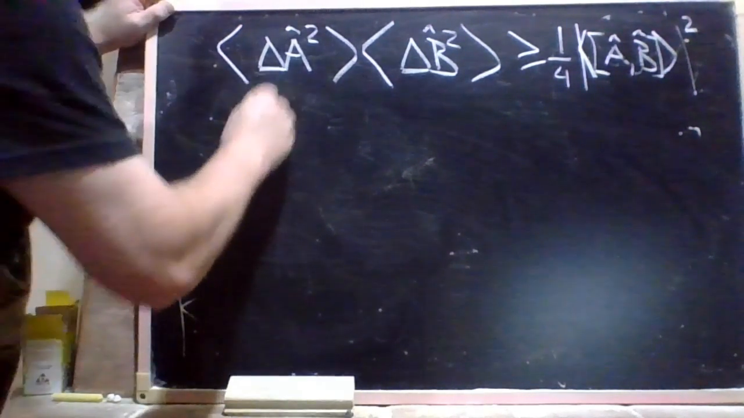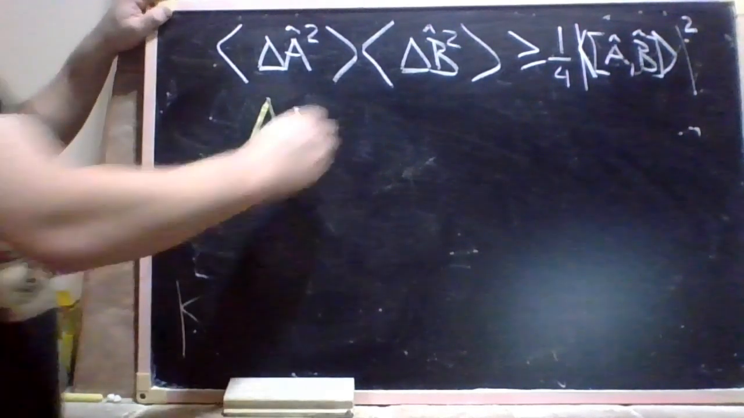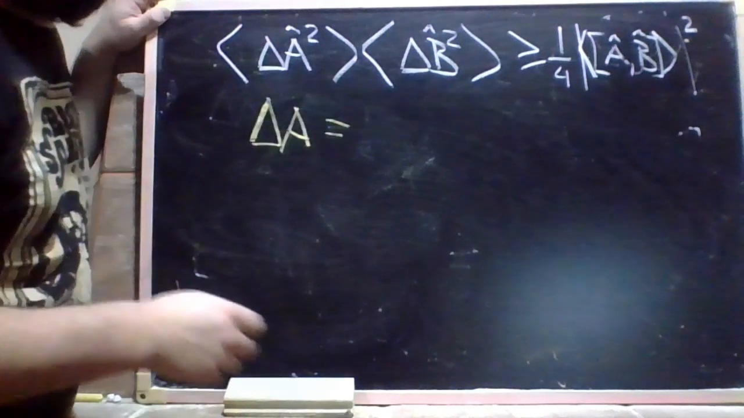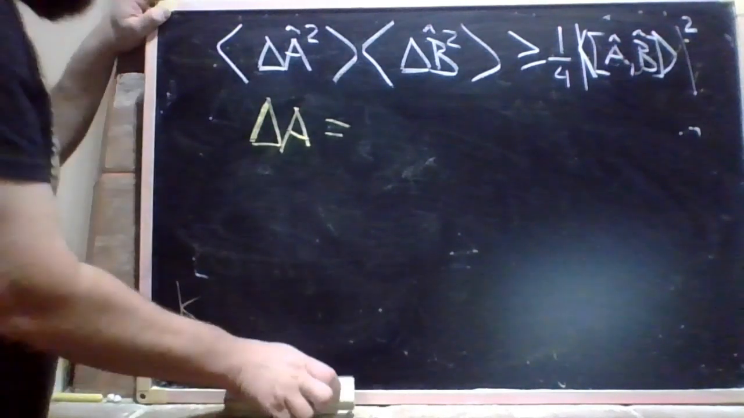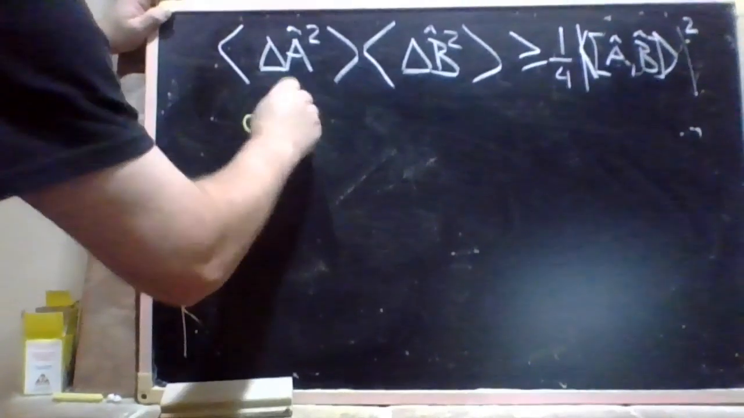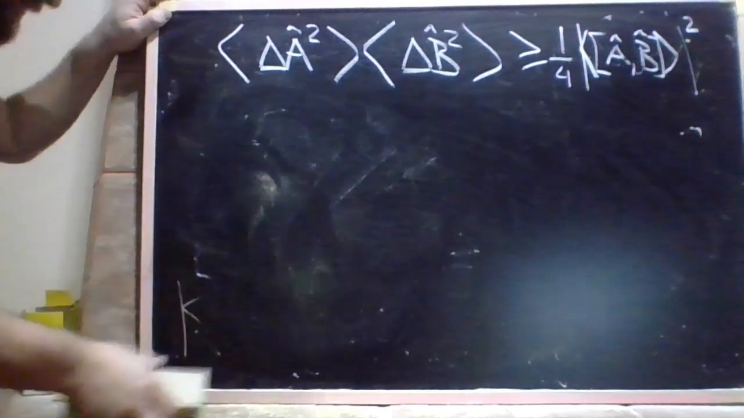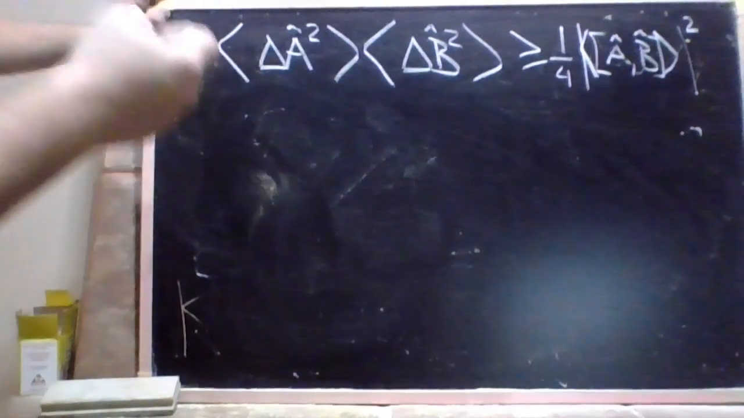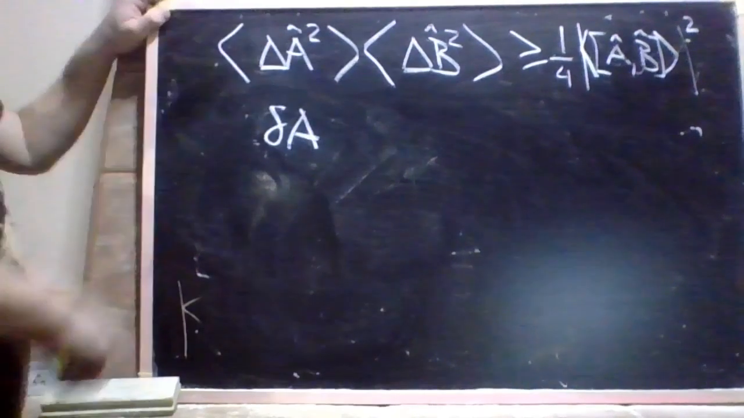Many textbooks use delta of A as a number, not an operator. We are using here an operator, just like in Sakurai, but there are books which use this thing as a number. Okay, so standard deviation, say sigma of A. It's bad notation because you can confuse it with Pauli matrices. Say delta of A. I'll use this, all right?